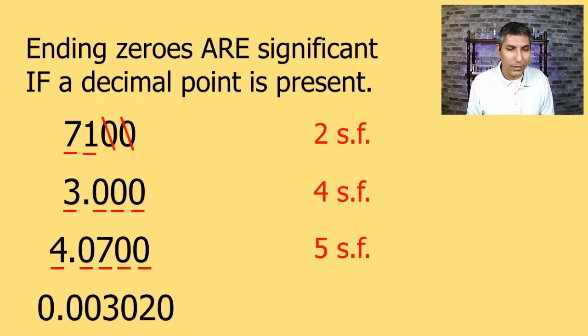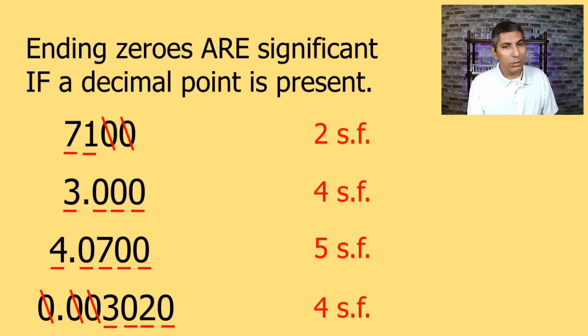How about this number? 0.003020. If you can answer this, you're an expert. Well, the 3 and the 2 are non-zero numbers, so they're significant. I see some leading zeros at the front of the number that are not significant. I see a middle zero that is significant. And I see an ending zero. And since there's a decimal point here, that ending zero is significant. So this number has 4 significant figures. So hopefully you got that one right as you were working this along with me.